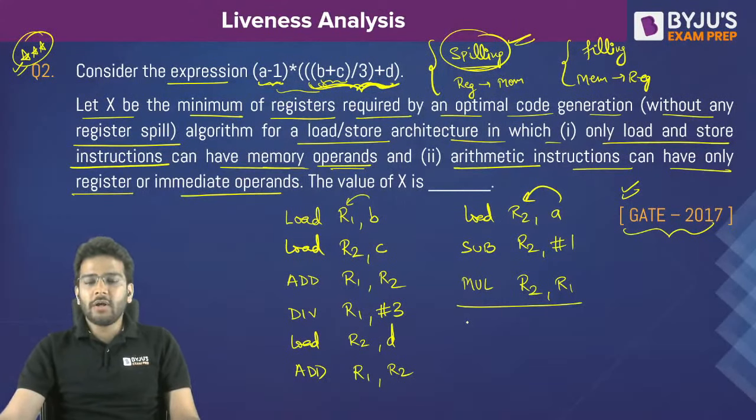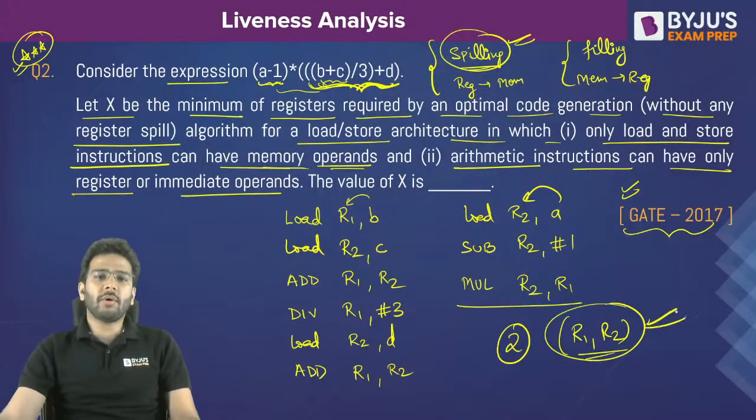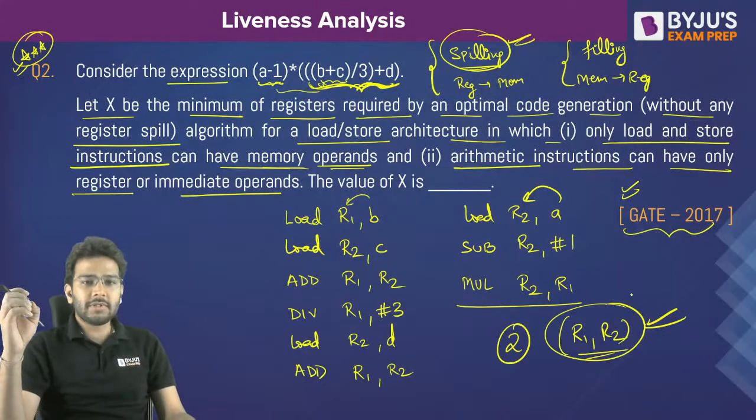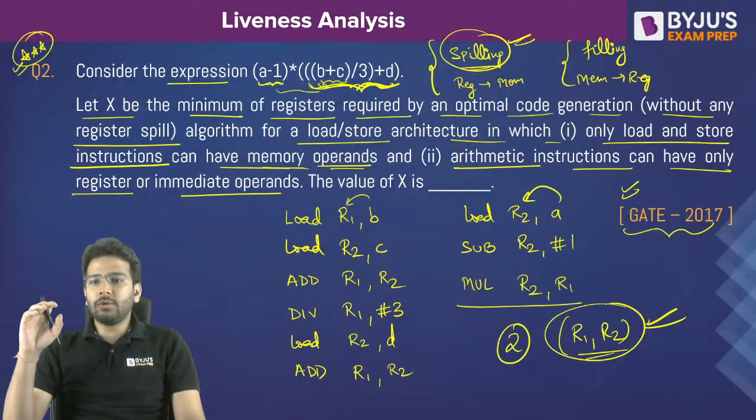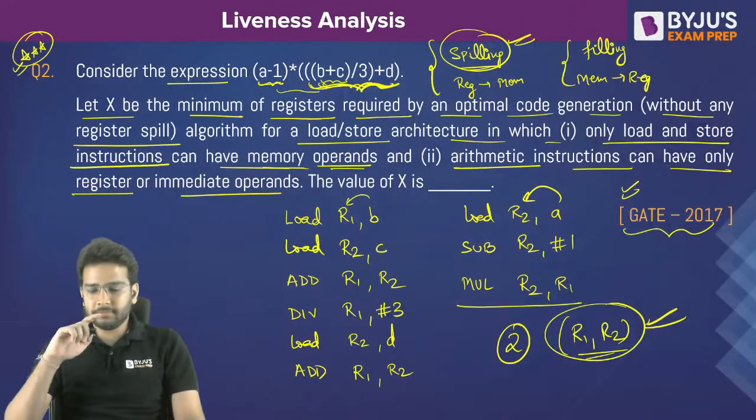Is it clear so far? So how many registers have we used? The minimum number of registers is only two, that is R1 comma R2. Only two registers are required to execute this expression. Is it clear to all of you? If you have any doubt in this question, please ask.